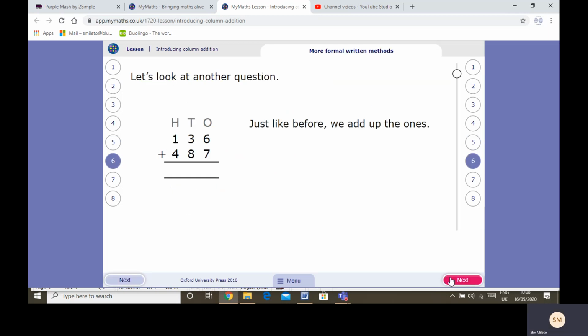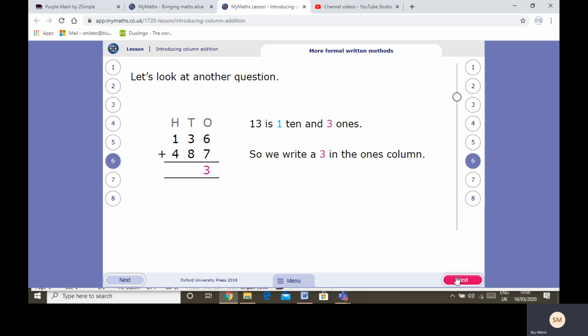Okay, let's have a look at this one. Just like before, we're adding up the ones. But 6 and 7 equals 13. So you should all remember this. What do we need to do with the 1? The 1 is a 10, and we've got 3 ones left over.